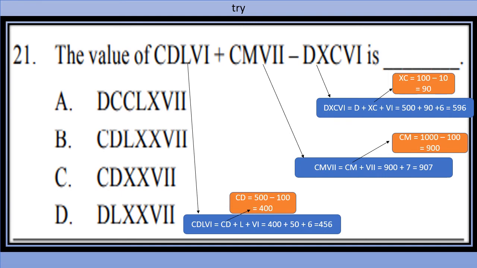Now DXCVI equals D plus XC plus VI. So D is 500, XC is 100 minus 10, 90, and VI is 6. 5 plus 1, 6, which is equal to 596. Now substitute this value in the equation and find out the value.